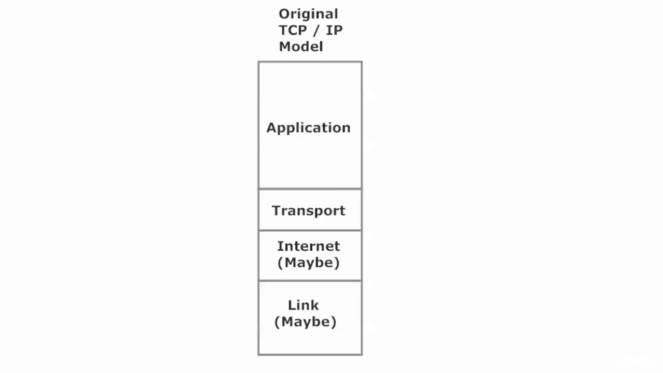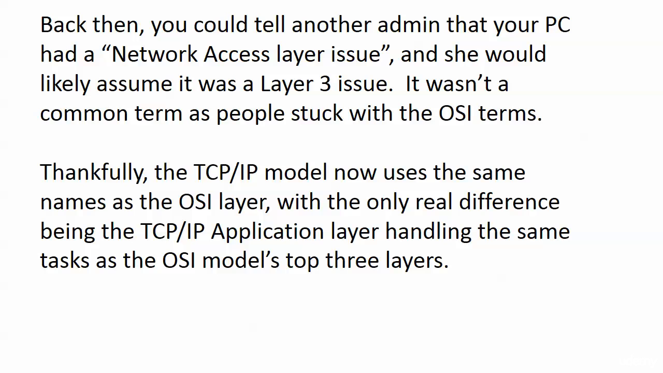And you can see where the lack of standardization of names for the bottom 2 would cause you a bit of angst as an exam candidate, exam student, because you're studying 3 different books, and the 3 books called the bottom layer of the model, each a different thing. It drove you a little bit crazy. So thankfully this model is no longer in use, but that's what we used to have to put up with. And you know, you could tell another admin that you had a network access layer issue back then, and she would just hear network and say, oh, okay, layer 3, a routing issue. Well, not necessarily.